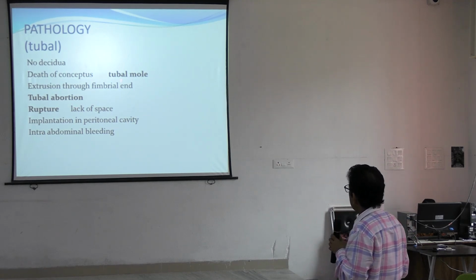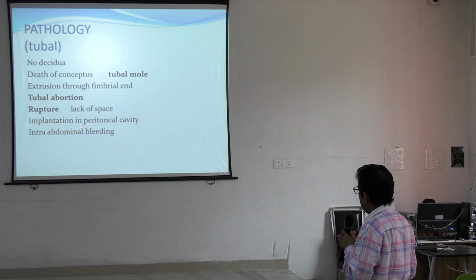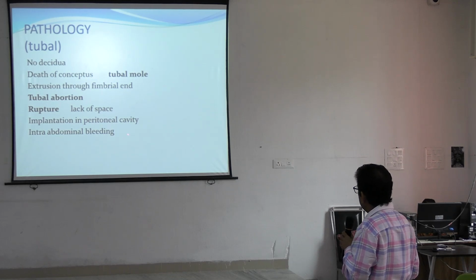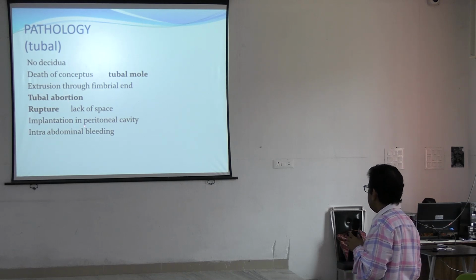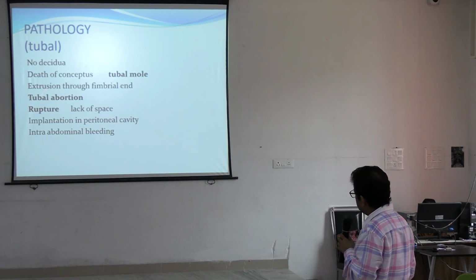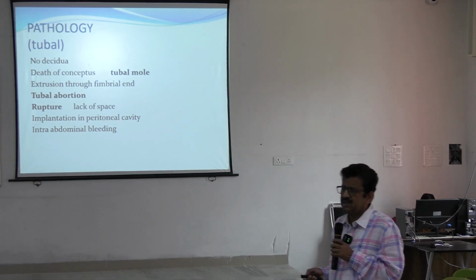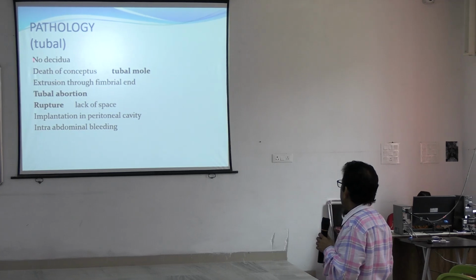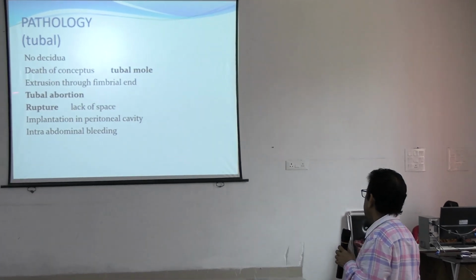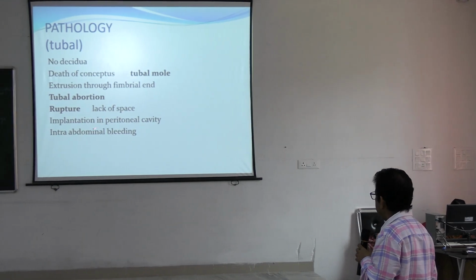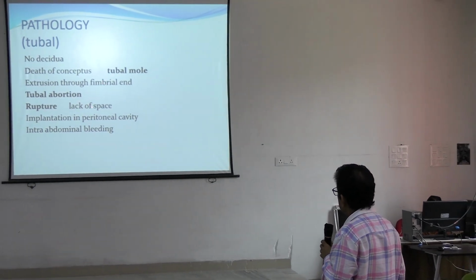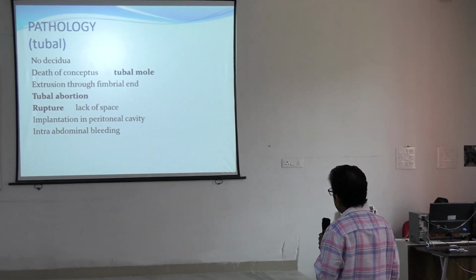So with tubal mole, tubal abortion and tubal rupture, intra-abdominal bleeding will be there. During abortion there will be bleeding, rupture will also bleed, and there may be implantation in the peritoneal cavity. And if the rupture occurs through the broad ligament, there will be interligamentary pregnancy. So these sorts of pathological things may occur in cases of tubal pregnancy. These are the fates of tubal pregnancy.